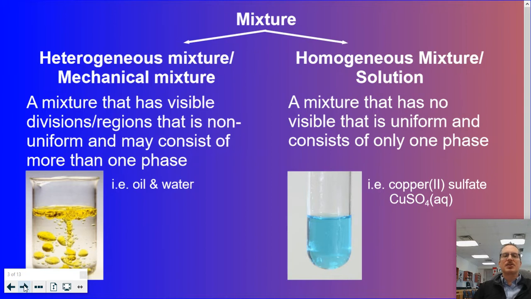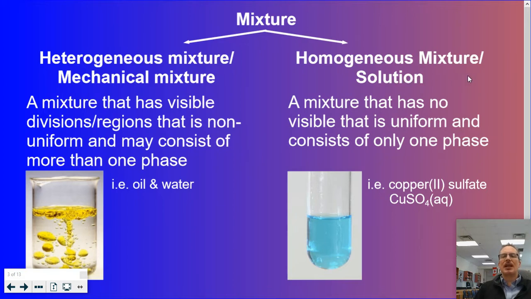Under mechanical mixtures, this is a mixture that has visible divisions or regions. This is where I look at my mixture and I can see the parts. A perfect example of this would be oil and water. Oil would be sitting on top, water I could easily pick out below. They do not mix. An example from your household might be a tossed salad for supper. You easily could pick out the lettuce, the tomatoes, the cucumbers, maybe a little bit of green onion.